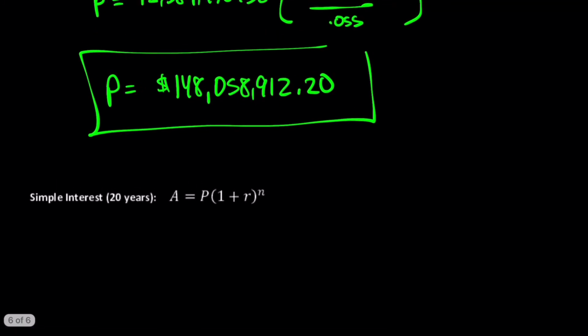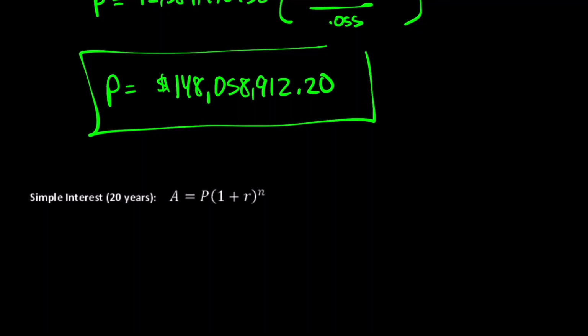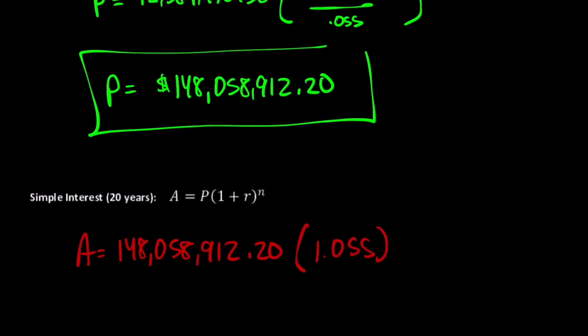So you might think, oh, look at all this, 432 million, but you take home 75 million. Not really a bad take home if you ask me, but let's just verify that our lump sum here after 20 years will get us that 432 million. So let's do our simple interest formula. A equals 148,058,912.20 times 1.055 to the 20th. And guess what? I think it's within a few cents. 432 million.